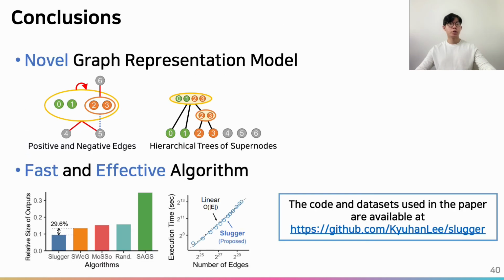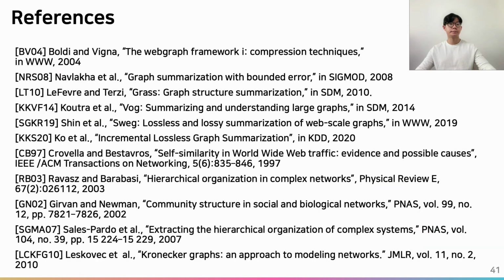Here are two main contributions of our work. First, we proposed the novel hierarchical graph summarization model, which naturally exploits prevalent hierarchical structures in real-world graphs, and also generalizes a widely used graph summarization model. Moreover, we proposed SLUGGER, a linear time algorithm for summarizing large graphs with the new model, and we showed that SLUGGER outperforms state-of-the-art competitors. The source code and datasets can be found in the provided URL.